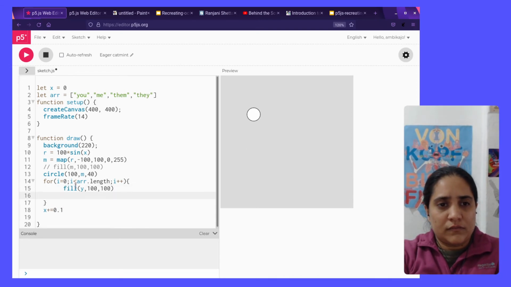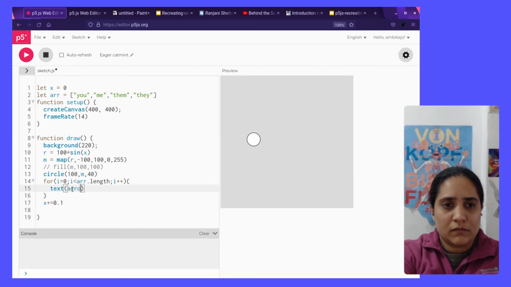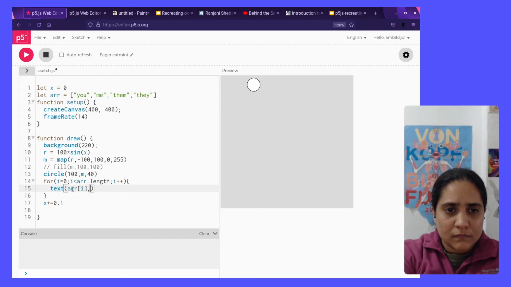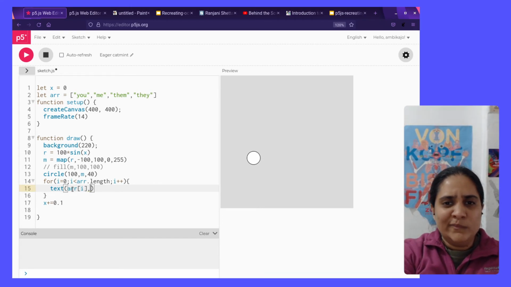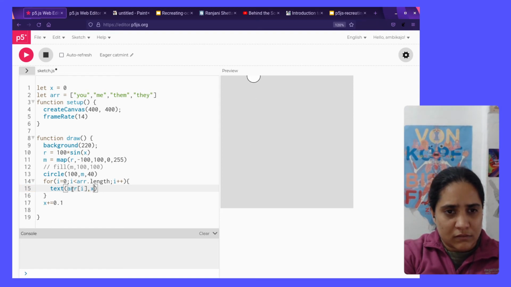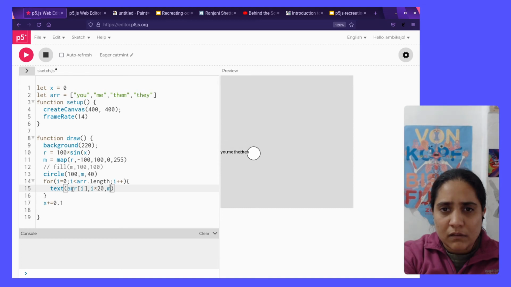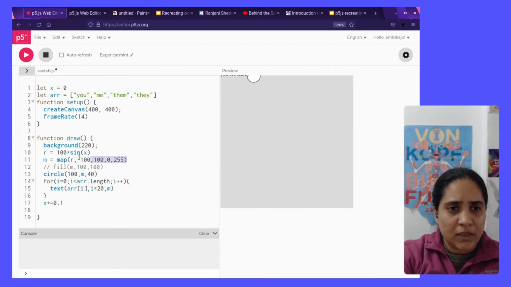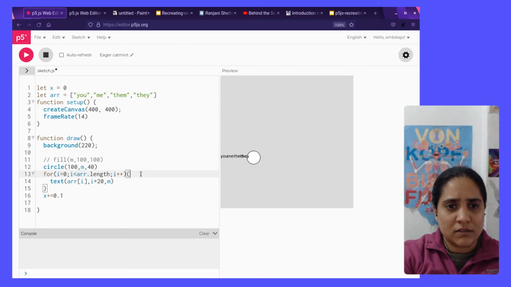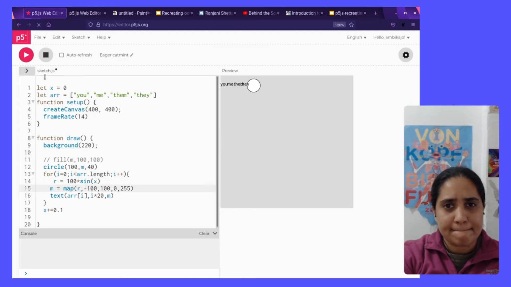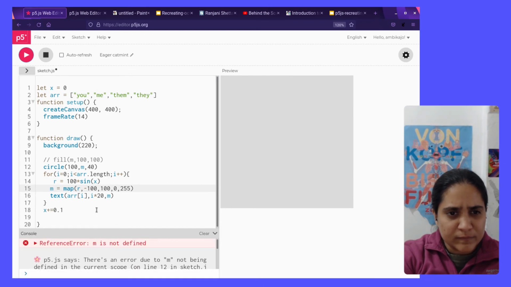And then if this, and then here maybe my x value is I times 20, and then m, I guess. So all the words are coming, but maybe then this guy is inside the, what did I do wrong? M is not defined.